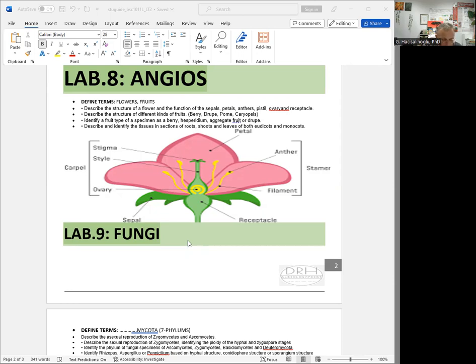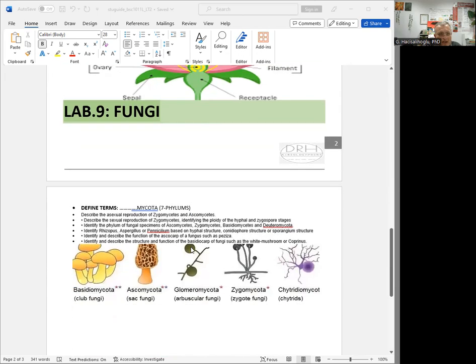Okay, so we move on. The last lab, we are done with the plant labs. Now we move to fungi. This is a different kingdom, a very unique kingdom. They have 1.5 million fungi species, more than any plant group. They are heterotrophs, unlike plants. They feed by absorption. They produce spores, sexual or asexual. Their body is made of hypha and mycelium.